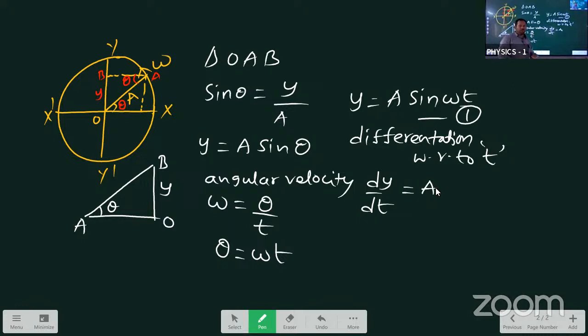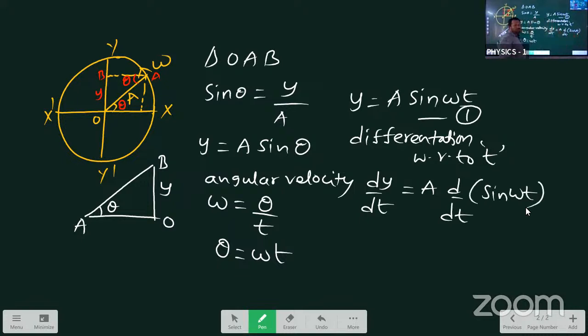For example, differentiation: we are doing differentiation of a constant. Always, constant differentiation or constant integration, we get 0. A is nothing but the radius, which according to our topic is the maximum displacement, the amplitude. So dy by dt equals A, obviously outside, d by dt of sin omega t.